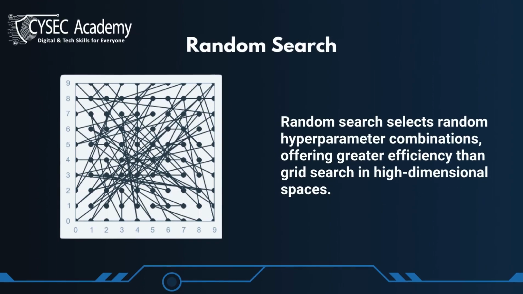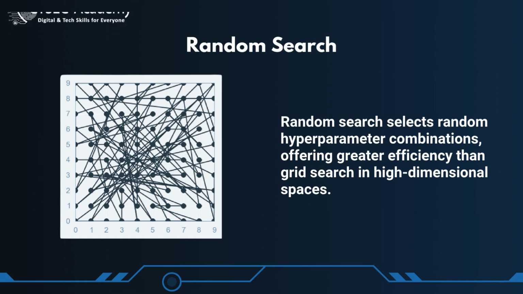2. Random search. Random search samples random hyperparameter combinations, making it more efficient than grid search for high-dimensional spaces. Procedure. Define distributions for hyperparameter values, randomly sample combinations, train and evaluate the model, and select the combination with the best performance.